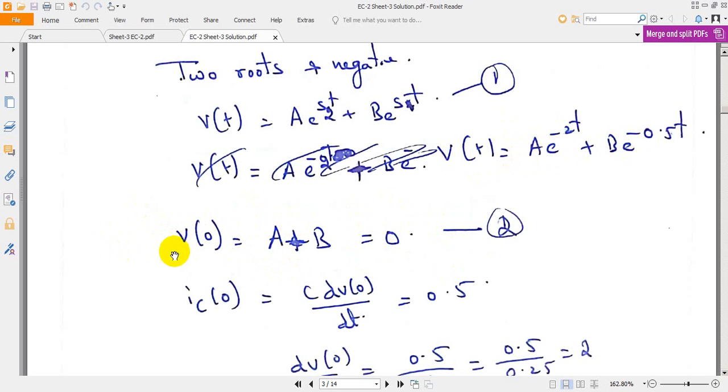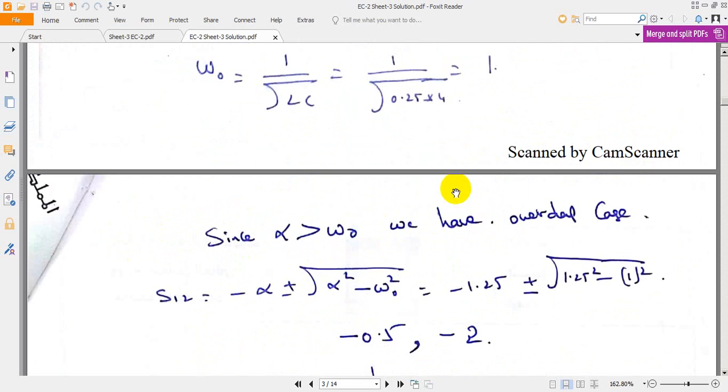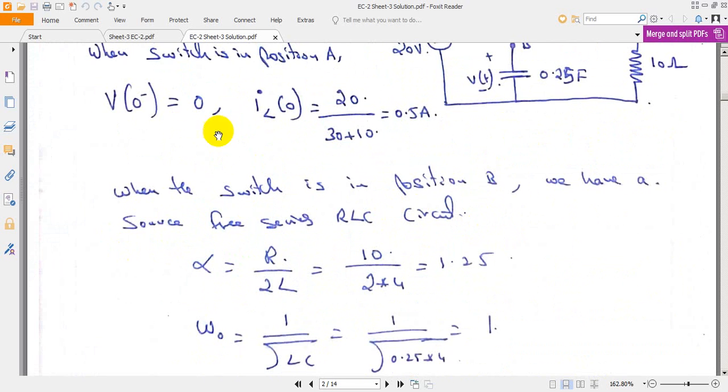We also know v(0) is equal to 0. What is it? The voltage across the capacitance before the switching operation. How much is it? The voltage across the capacitance is 0.